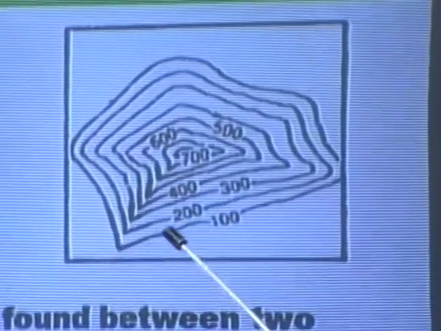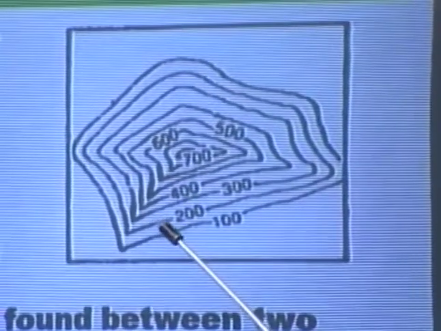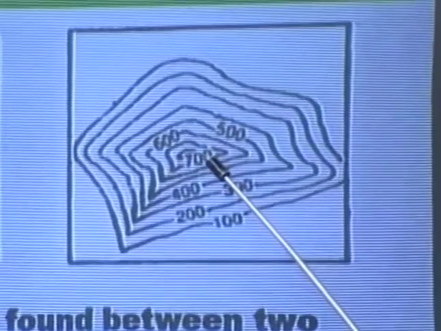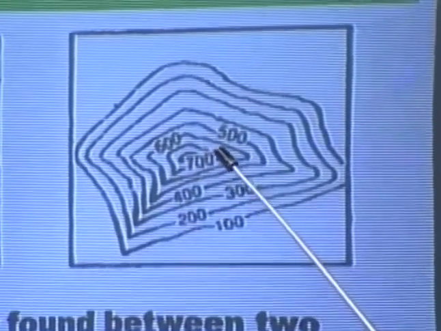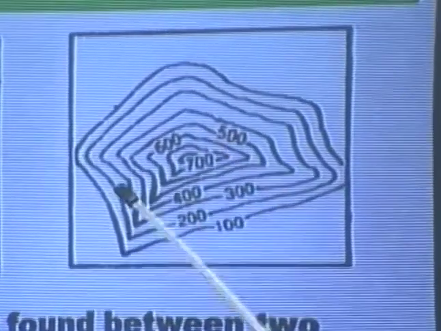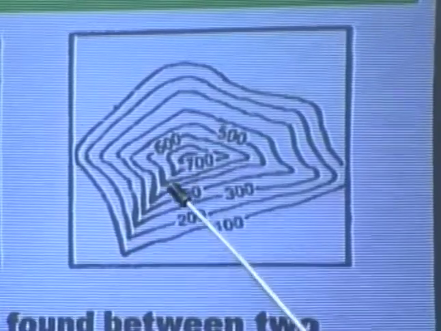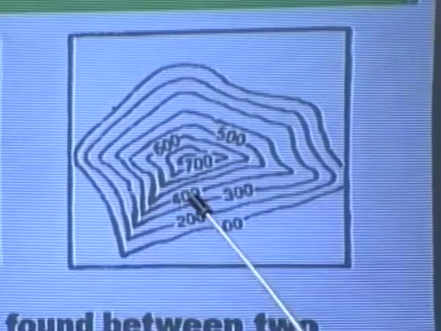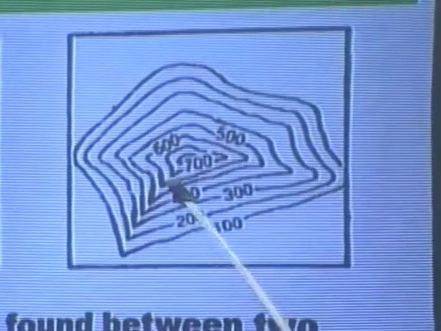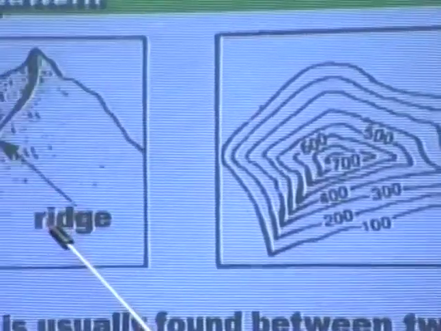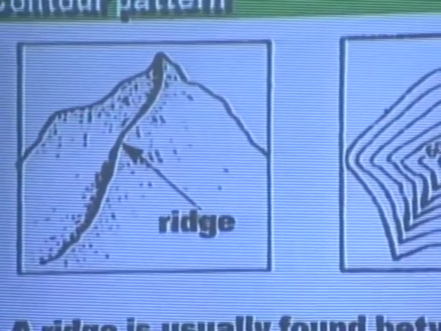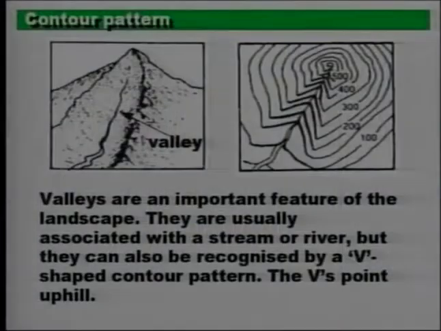It's downhill because we start off with 100, and as we go up to the center of the feature, the values, or the numbers, increase. But the V's here are pointing downhill. When we see a contour pattern with V's pointing downhill, then we say the feature is that of a ridge. We also looked at the contour pattern of a valley.